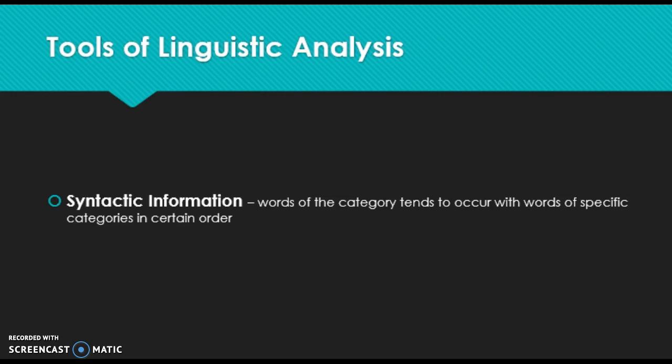So again, one of the linguistic tools of analysis that we use to identify how words are being used is by using the syntactic information. Because we know that words of a certain category, like determiner, tend to occur with words of a specific category, like noun, in a certain order. We don't say "car the," we say "the car." So we can use what we know about the patterns to help us identify the syntactic category of that word.